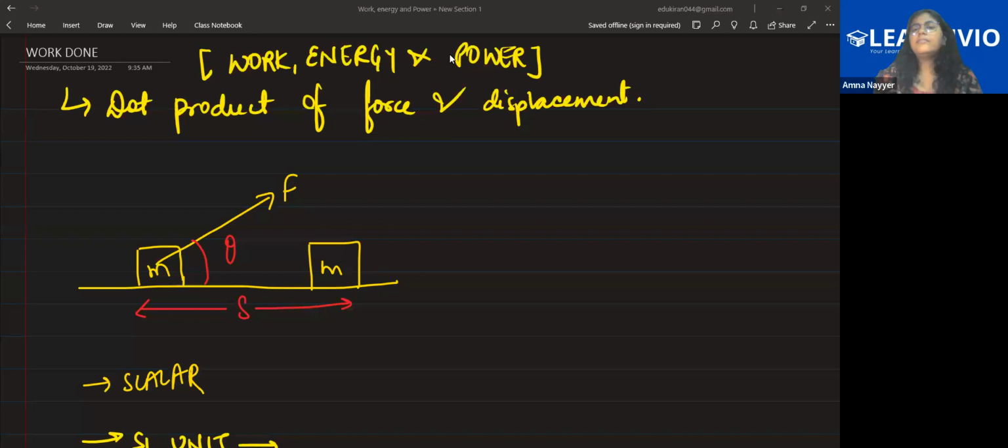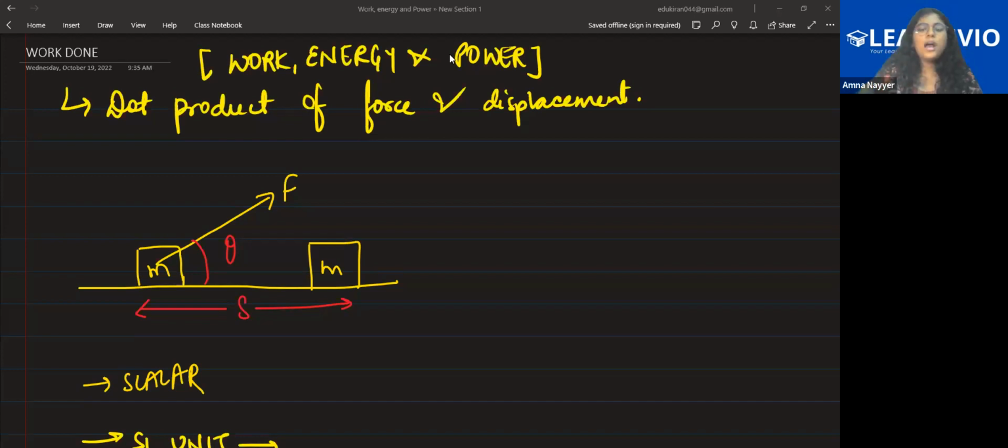So basically, work done means there has to be a displacement, and whatever is the displacement produced due to the particular force, we multiply it. And multiplication in which manner? We take the dot product. So the dot product of force and displacement gives us the work done.